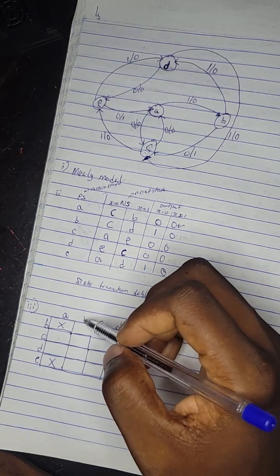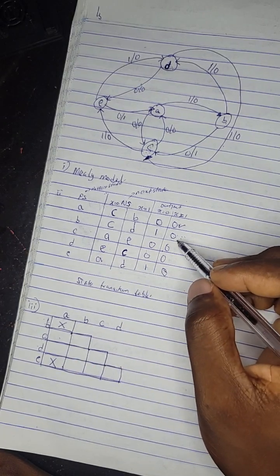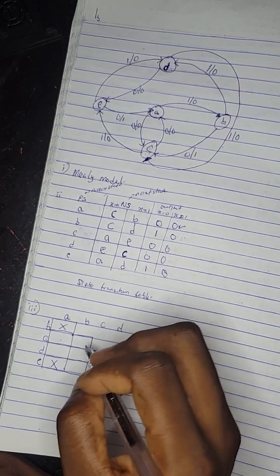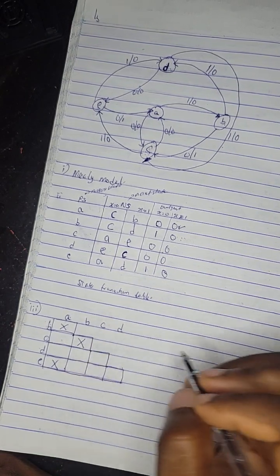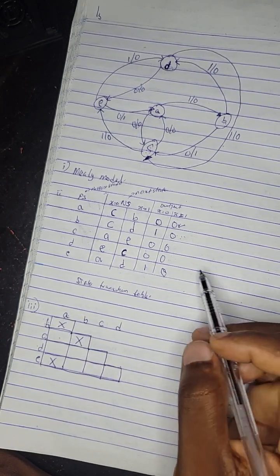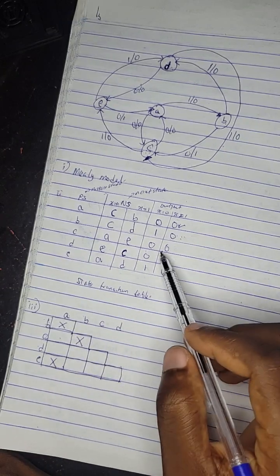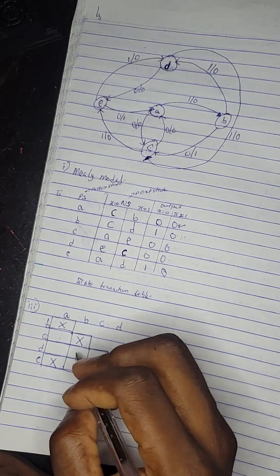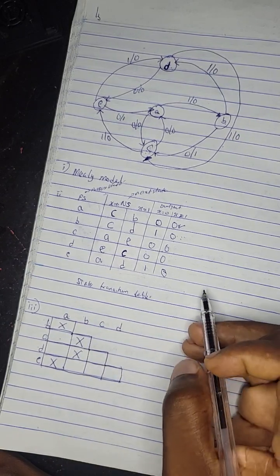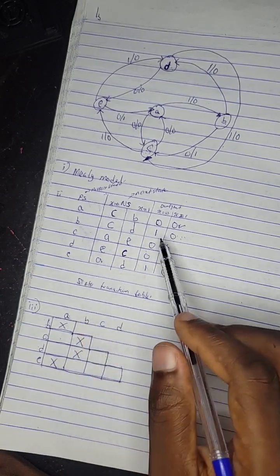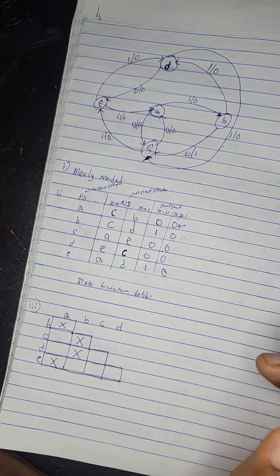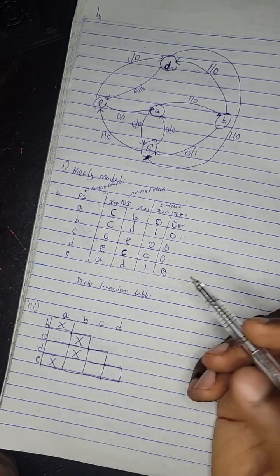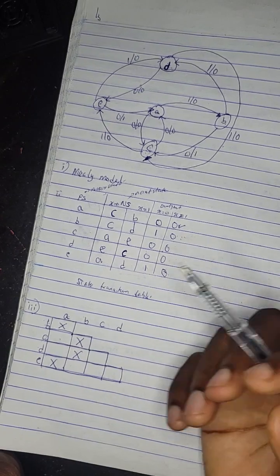For B now, we have B and C. Are B and C equivalent? No, we have 1, 0, 0, 1. So it's not possible for them to be equivalent, so you cross it out. The next thing is B and D. Let's see, B and D, 1, 0, 0, 0. Also, it's not possible for them to be equivalent because the outputs are not the same. And now we have BE, 1, 0, 1, 0. So we can leave this one as it is, as it's possible for them to be equivalent. We just have to check the next states.